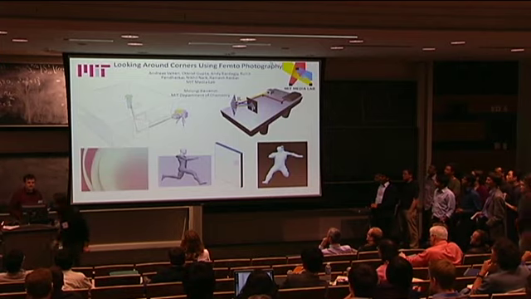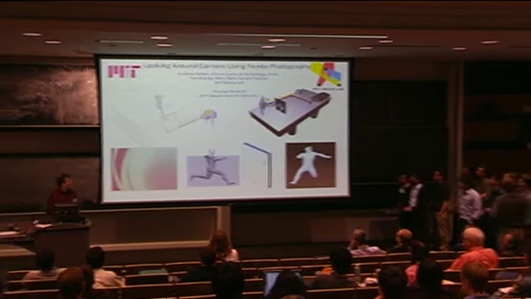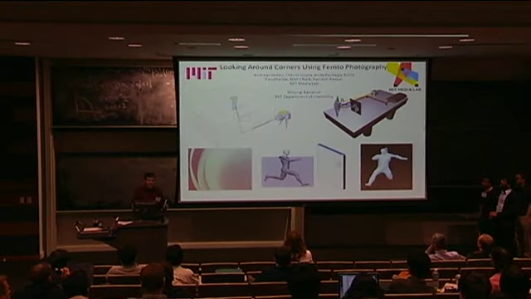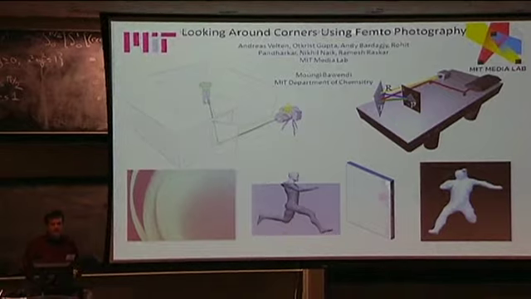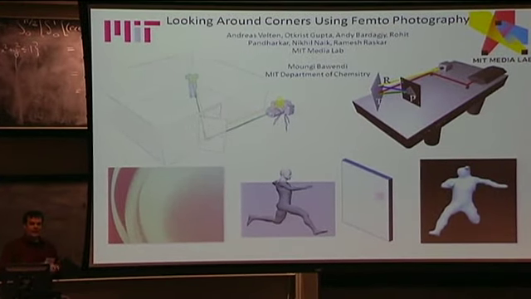Hi, I'm Andreas Velten, and our poster is titled Femto Photography. Essentially, we built a trillion frame per second fast camera that can measure the time of flight as light moves through a scene. And we have a model of inverse transient light transport, and we can do things like look around the corner and see things that actually are not in our picture.